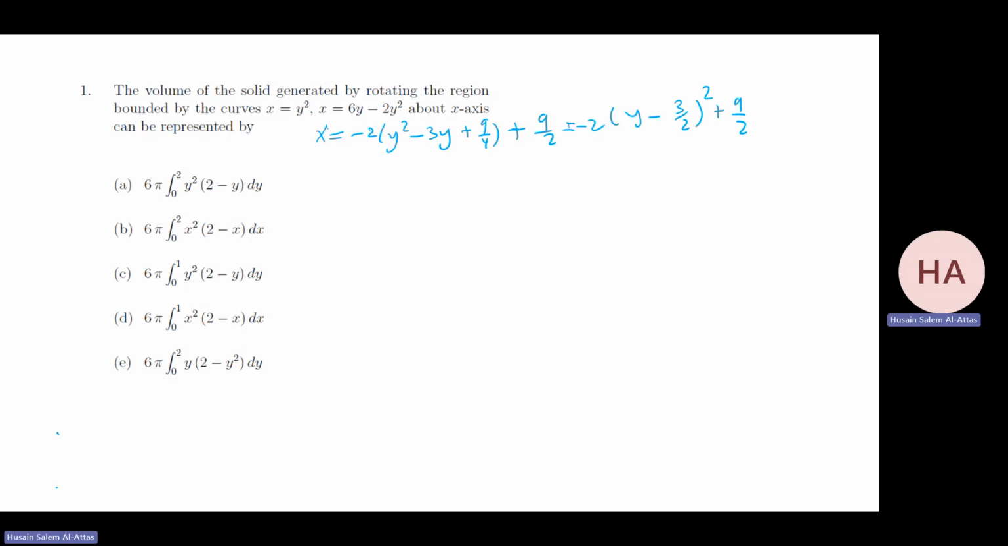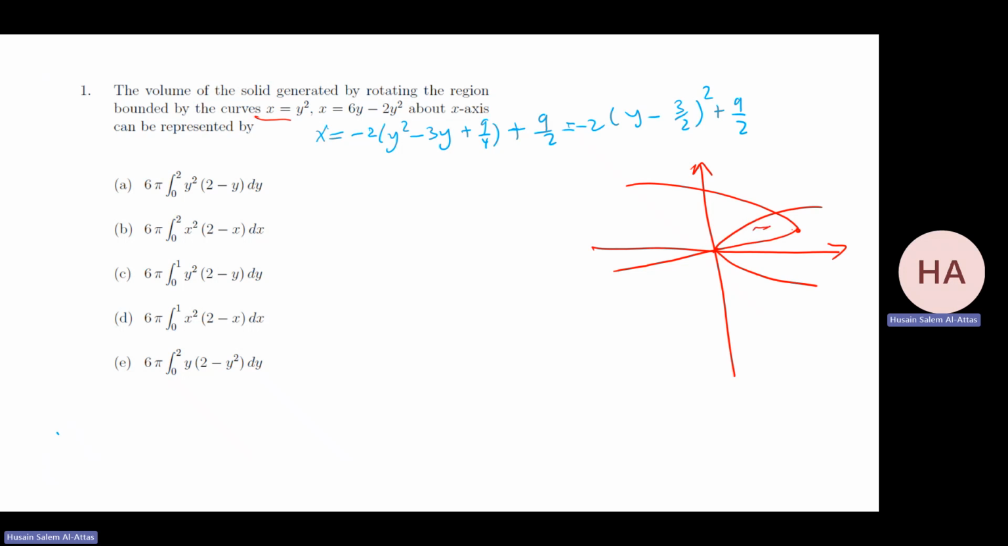Now, I need to do the graphs. Yeah. So that is what? You have the parabola. This is an easy one. This one opens to the right. This one opens to the left. And what is the vertex? 3 over 2 and 9 over 2. I need to do something like this and pass it through the origin. Okay. So what is the region enclosed by that? Very clear. This is the region. We find the region.